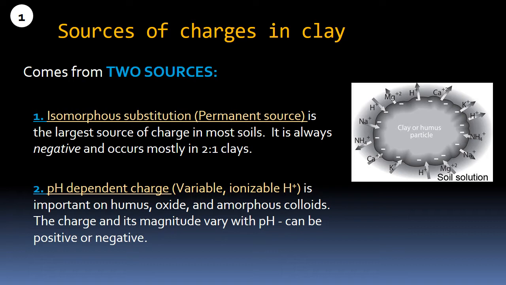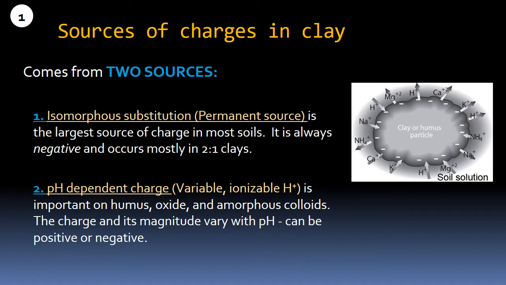Now, let's give more details on isomorphic substitution. Isomorphic substitution is considered the largest source of charges in most of the clays. This is very common for 2-to-1 types of clays like vermiculite, illite, and others like chlorite. They result in negative charges.